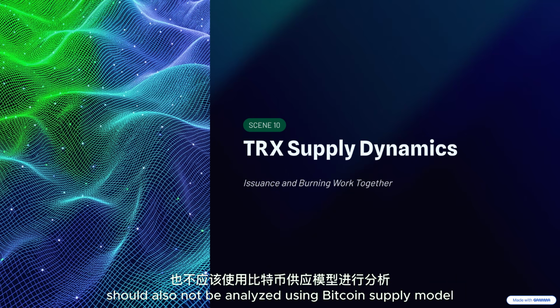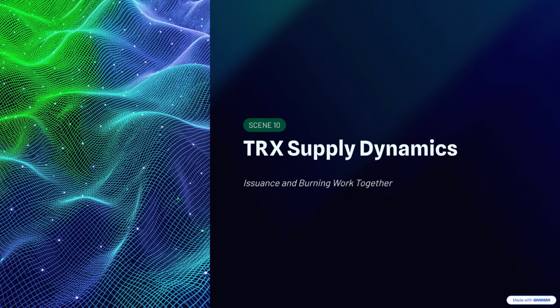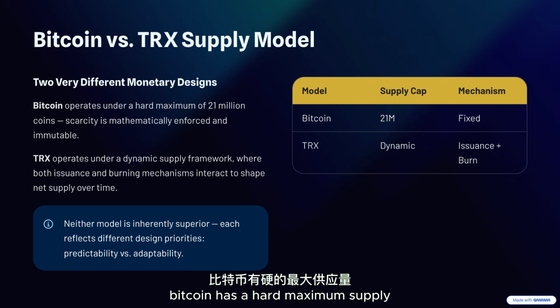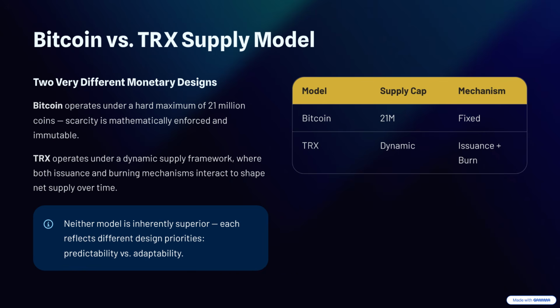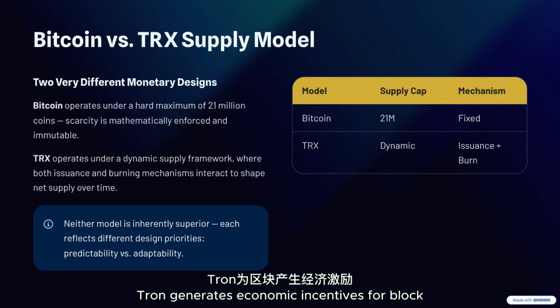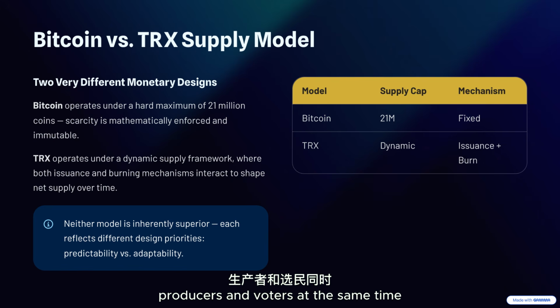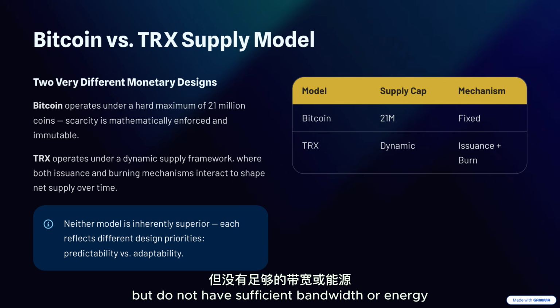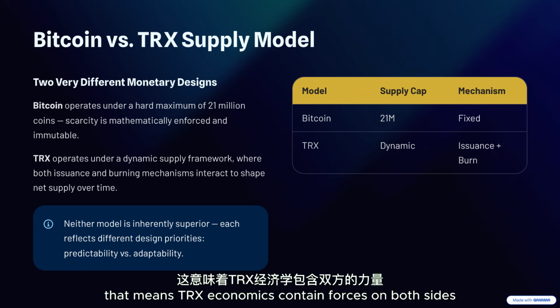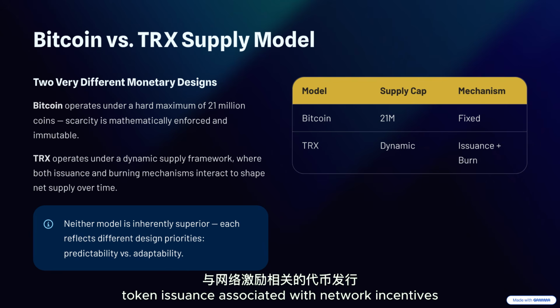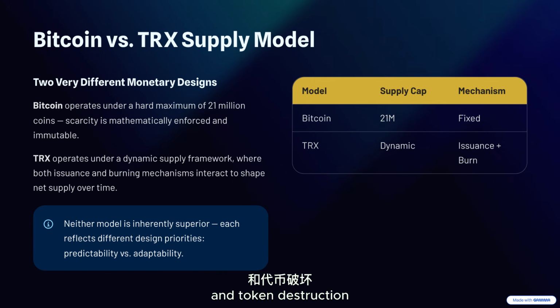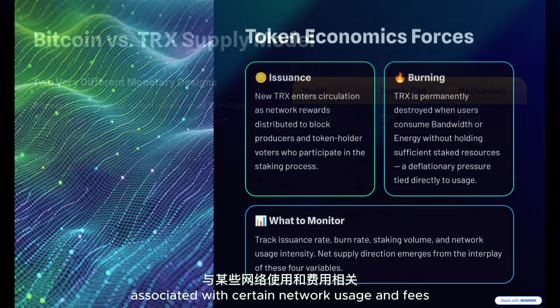TRX should also not be analyzed using Bitcoin's supply model. Bitcoin has a hard maximum supply built around 21 million coins. TRX operates differently. TRON generates economic incentives for block producers and voters. At the same time, TRX can be permanently burned when users need network resources but do not have sufficient bandwidth or energy available. That means TRX economics contain forces on both sides: token issuance associated with network incentives, and token destruction associated with certain network usage and fees.